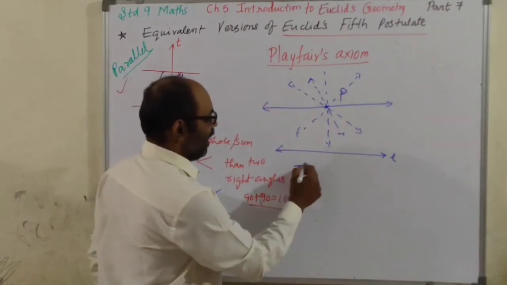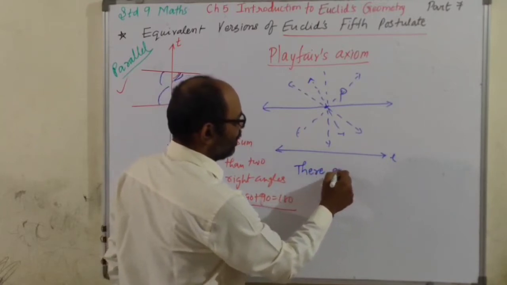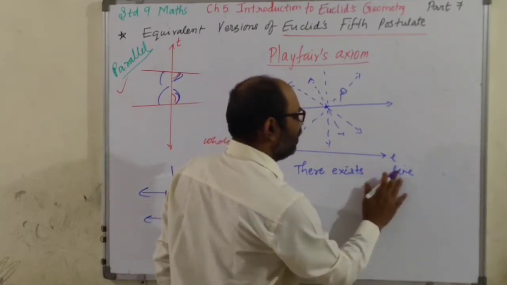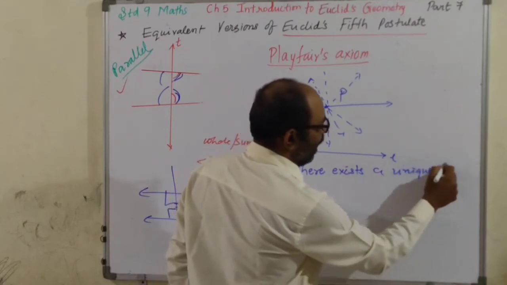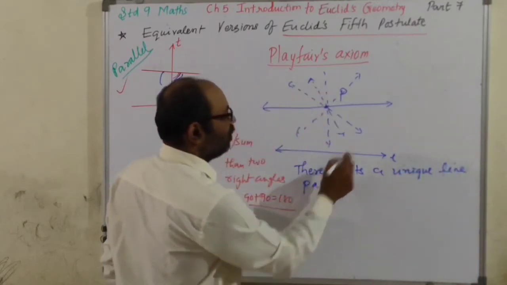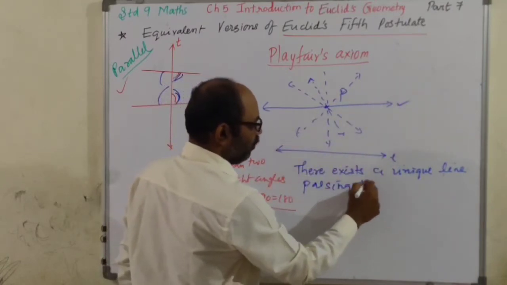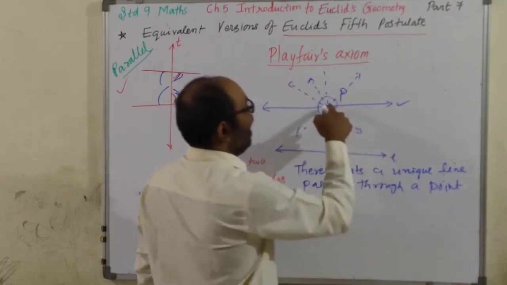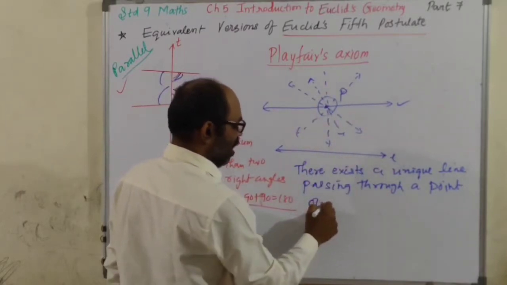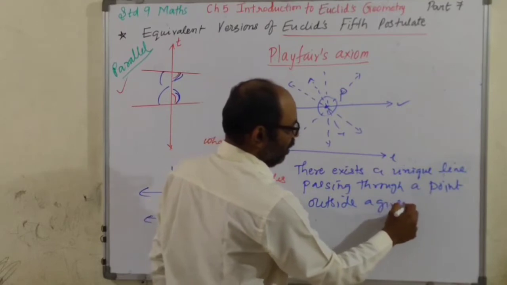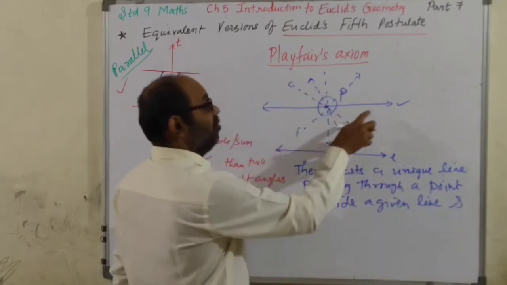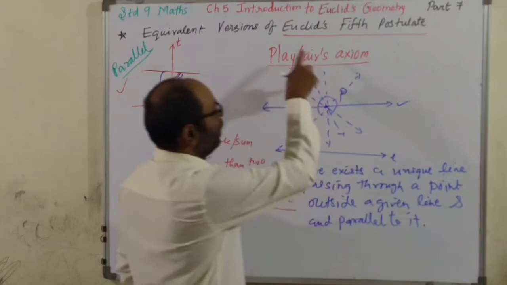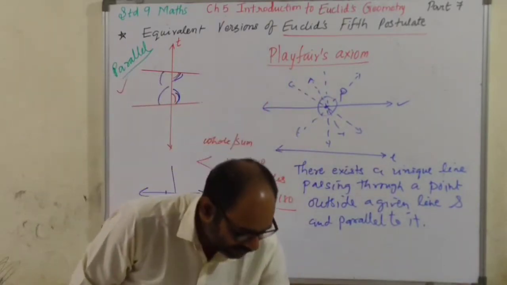What does it tell? There exists a unique line passing through a point. Where is the point? Outside a given line, and parallel to it. This is Playfair's axiom. Okay.